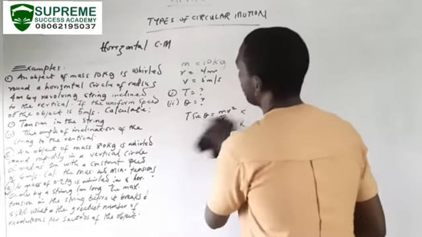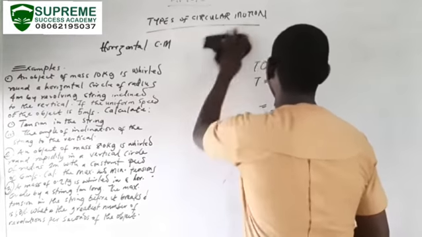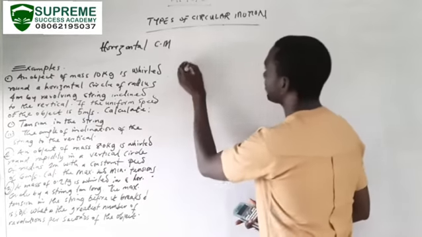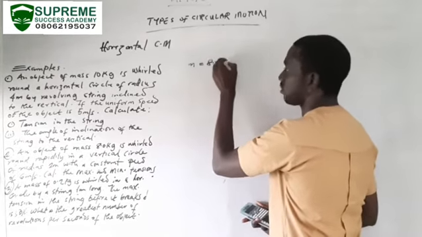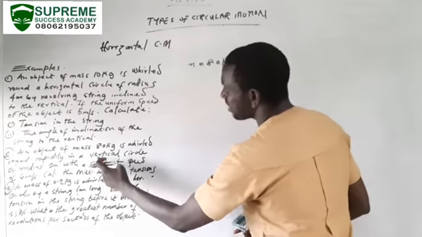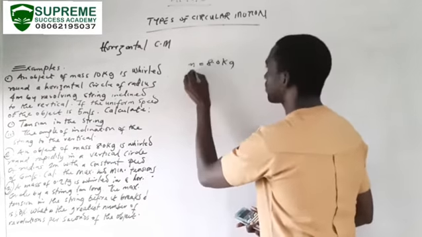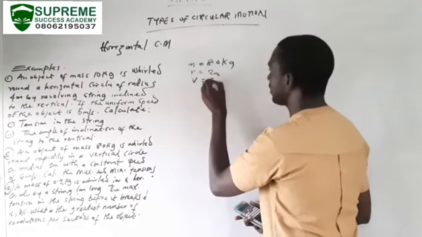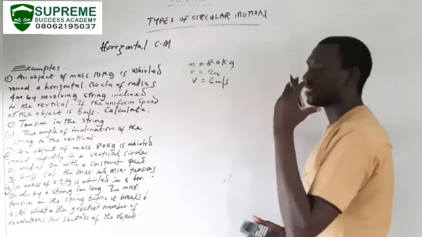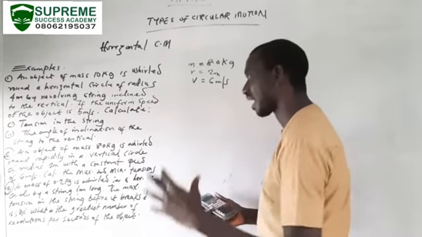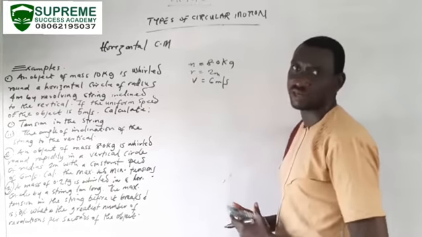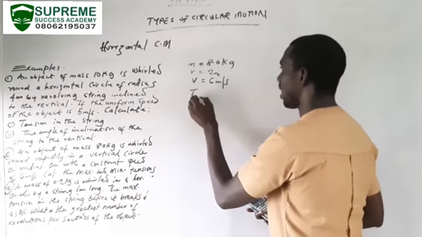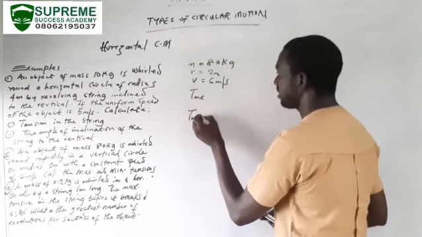The second question, we are given an object of mass 8.0 kilograms, swung rapidly in a vertical circle of radius 2 meters with a constant speed of 6 meters per second. Have it in mind that this question is dealing with a vertical circle, not a horizontal circle like the previous question. So we are looking for what? T maximum, and we are looking for T minimum.